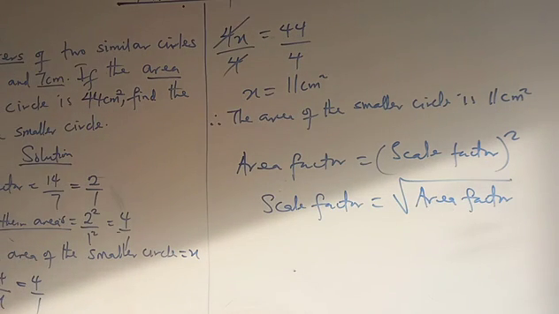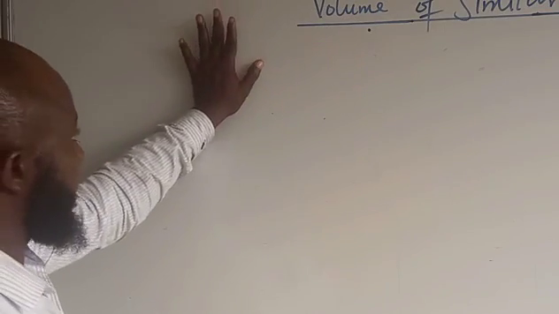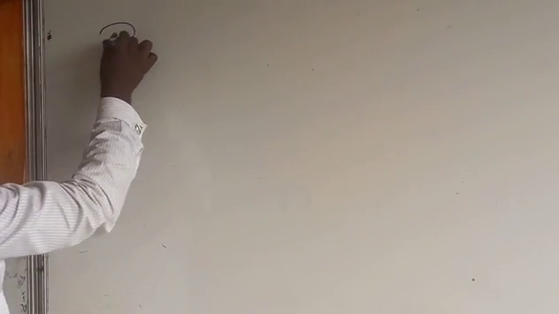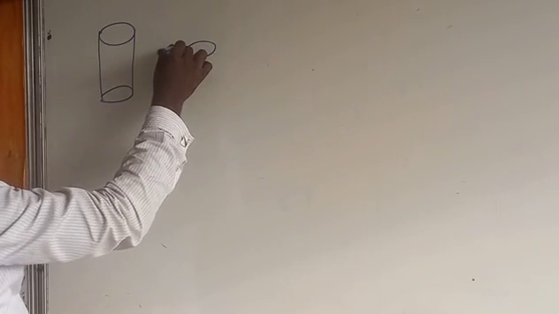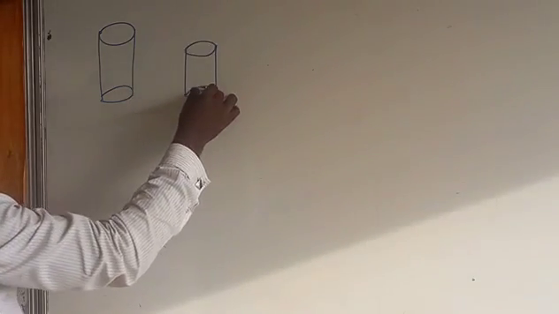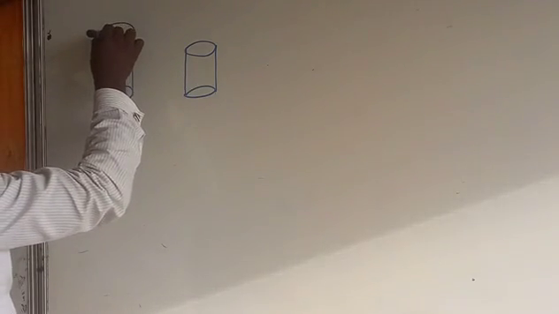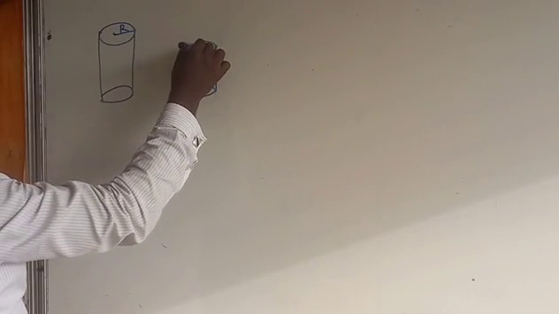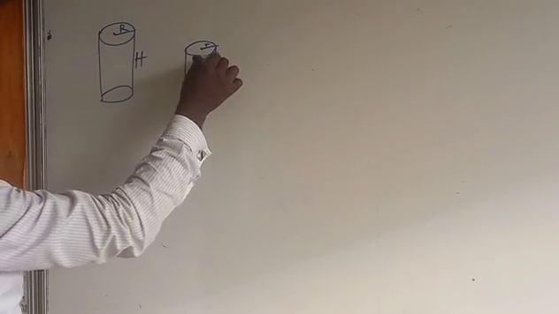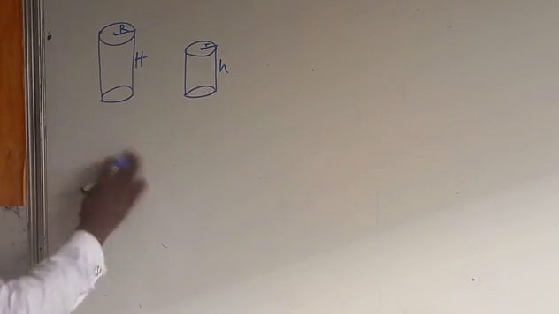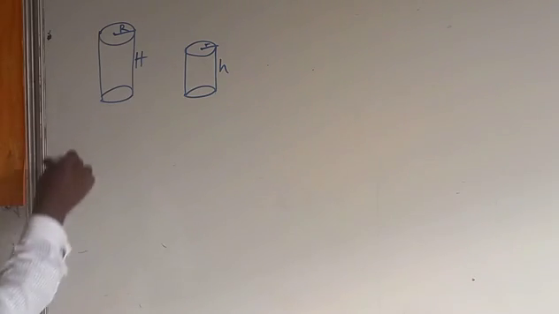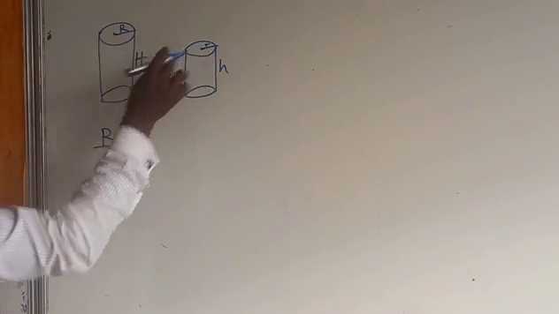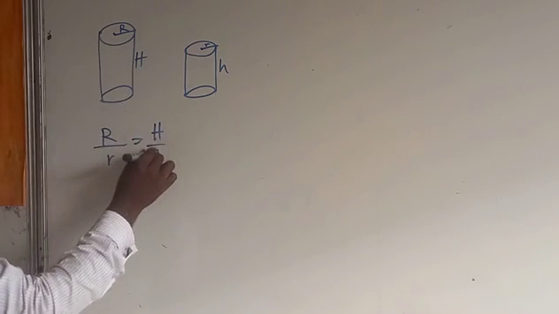So we will move on to volume of similar shapes. As I've explained earlier, for the volume, what will happen is this. Let's have this shape, a cylinder, and let's have another cylinder. We can make use of the height and the radius. This is the height, and this is the height. So the ratio of corresponding sizes of these two similar shapes is that big R corresponds to small r, and big H corresponds to small h. That is the rule.